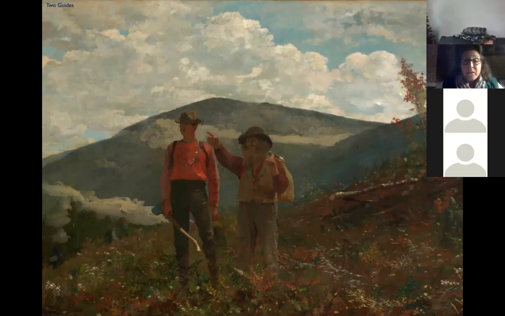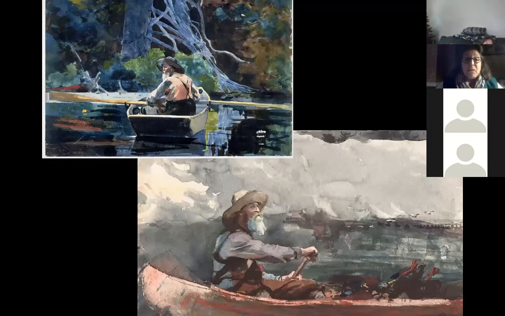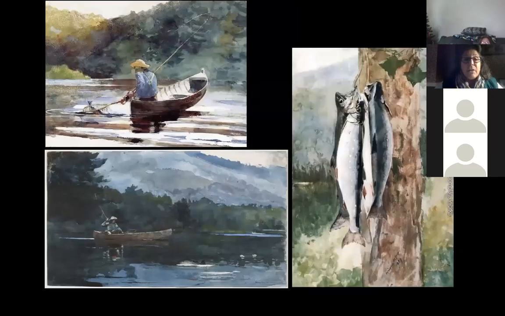They were hired out to take these gentlemen out to bag a deer or a bear or a fish or whatever, because they knew all the best spots. And Winslow Homer used this to the best of his abilities, and he began a series of paintings of the guides and also of the fishermen and the hunters and all of that. But Homer himself was a great fisherman.